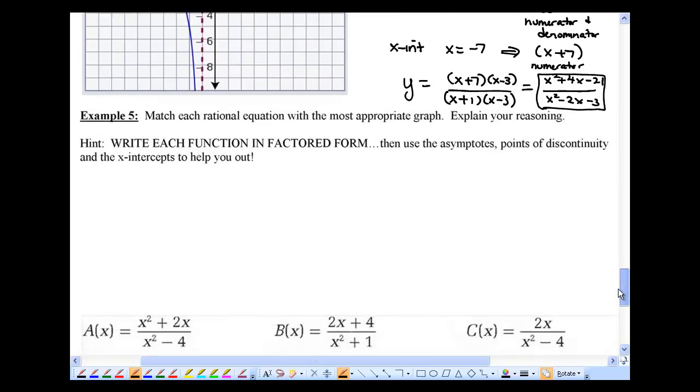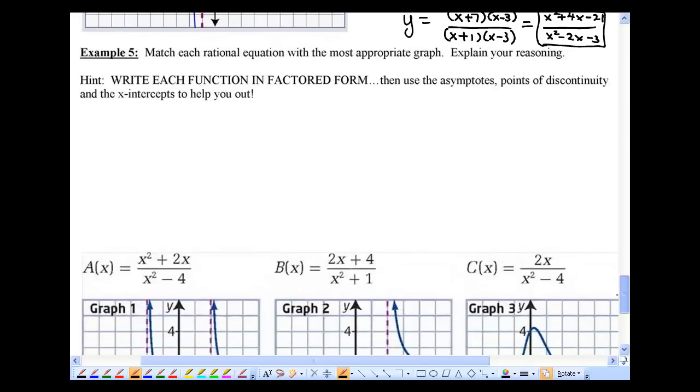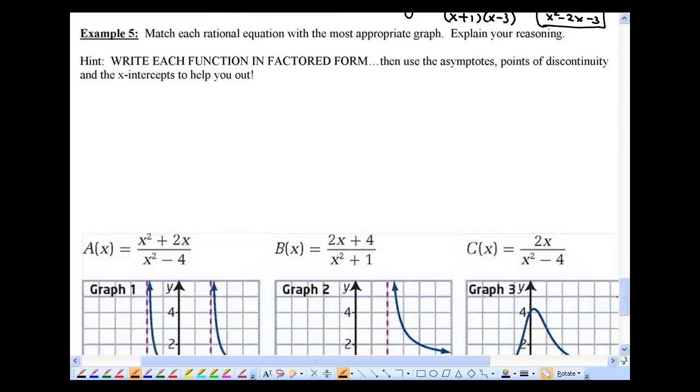And last but not least, here I want you to do some matching. Given you 3 rational equations, I want you to match them to the graphs below. Now, I'm going to ask you, please, when you do all these types of questions, to always see if you can simplify or rewrite the equations in factored form. Factored form helps because it helps you find the asymptotes. If you see a common factor, it helps you show that there's a point discontinuity. And the numerators always give you the zeros.